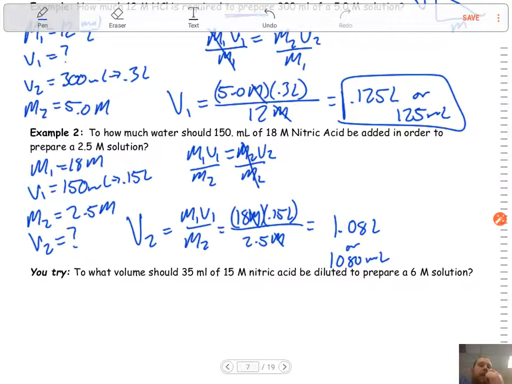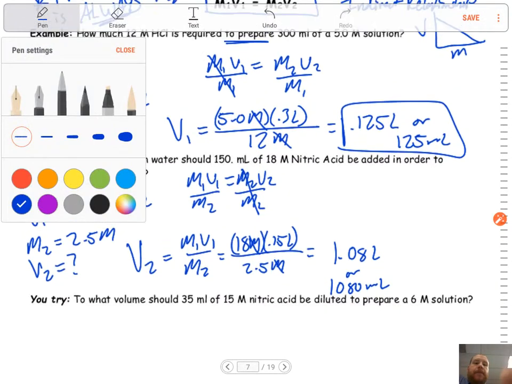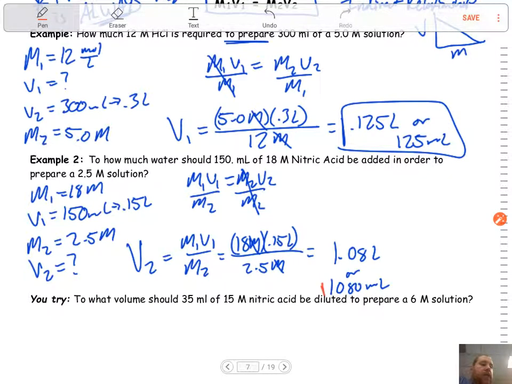Now, notice what this question is asking, guys. It says, to how much water should? The piece you want to recognize is that this value is the total volume you should have in the end. But notice we already have 150 mils. Okay, so how much water are we actually going to add to this solution?